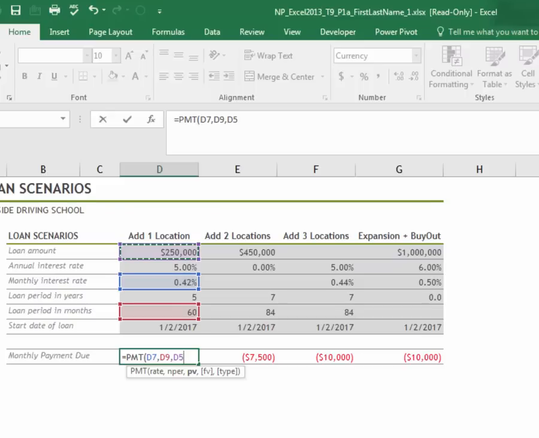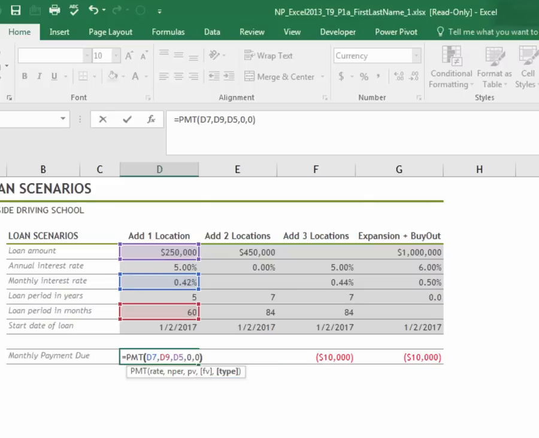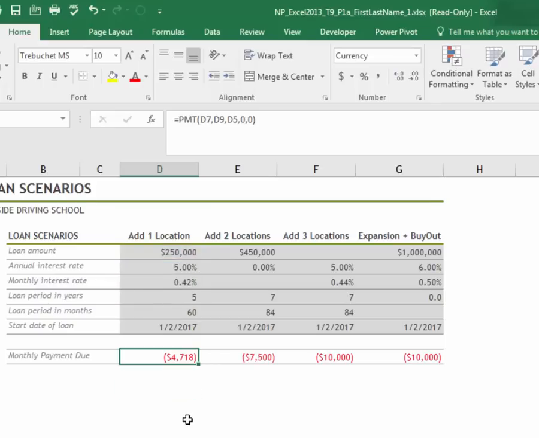The other two parameters are optional. If you want, you could click through and type a 0 for the future value. And the type is 0 at the end of the period, and that's the default, or 1 at the beginning of the period. So typically on loans, you're making the payment at the end of the period. So you could put 0, 0, or you don't have to fill those in at all. The payment will come in negative because it's cash leaving your pocket when you make that payment.